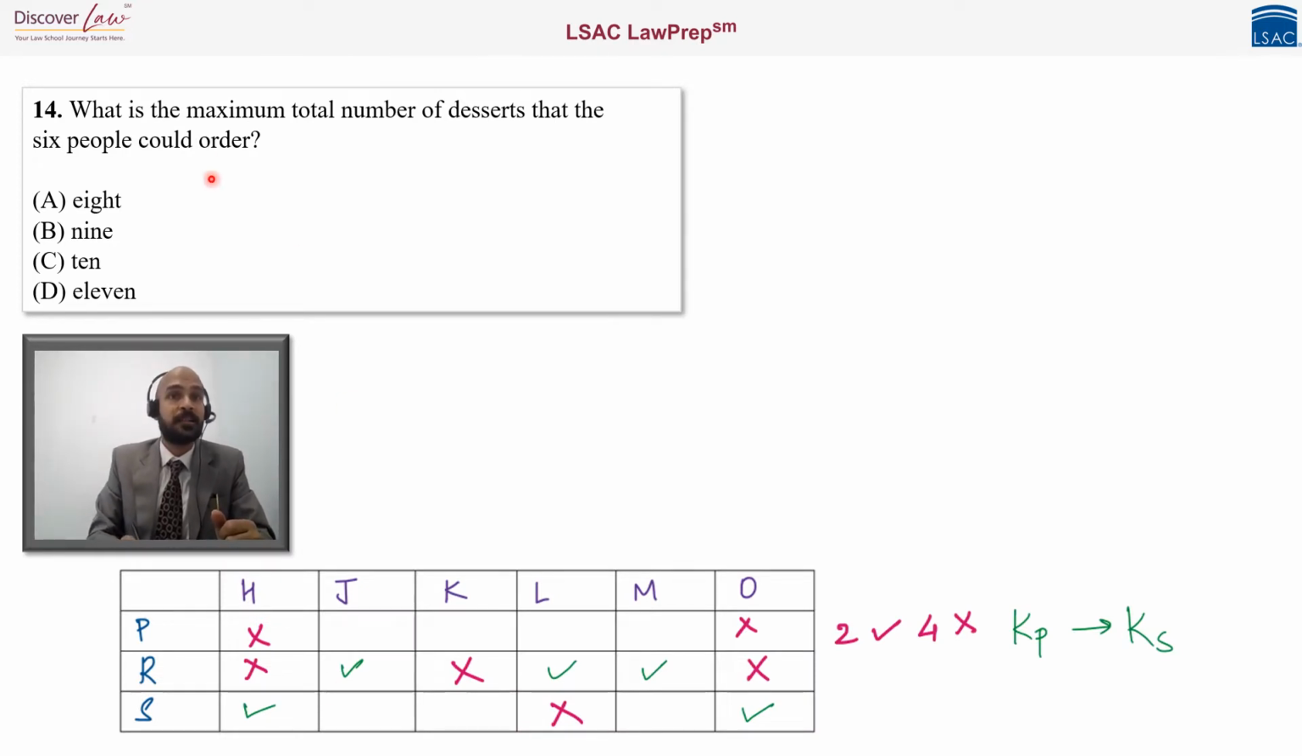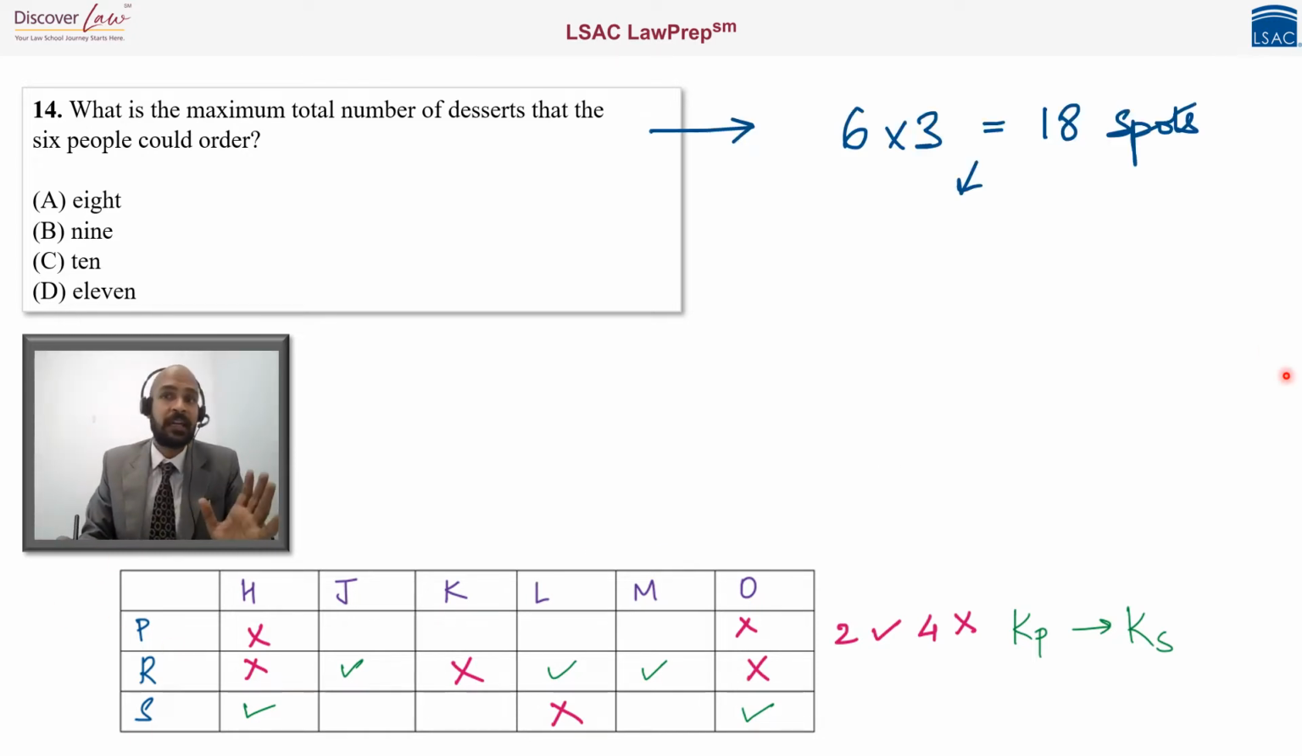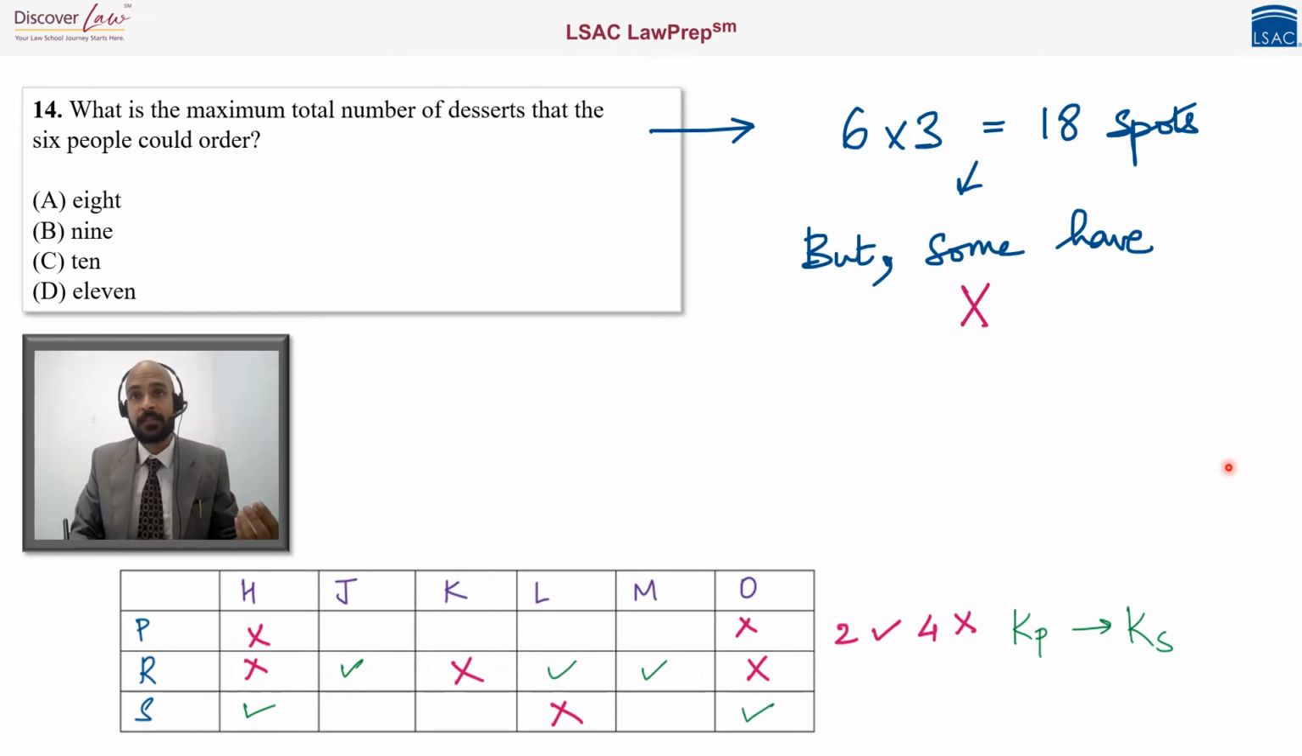What is the maximum total number of desserts that the 6 people could order? Now you might be tempted to think, hey, there are 6 people, there are 3 sweets, 6 into 3, 18 spots. So the answer is 18. But when you look here, you don't find 18. This is because what you have ignored perhaps is that some of these have been crossed out. So you're supposed to see how many seats remain after you have crossed them out.